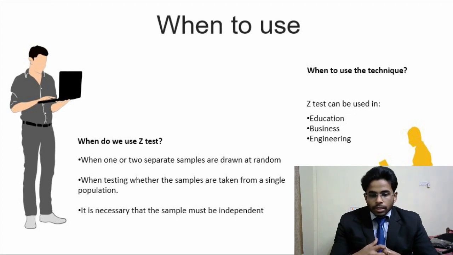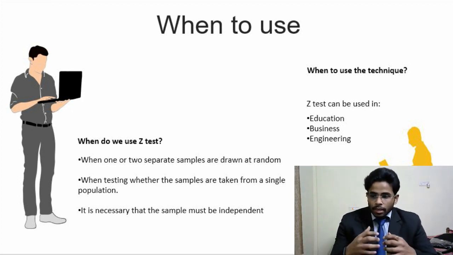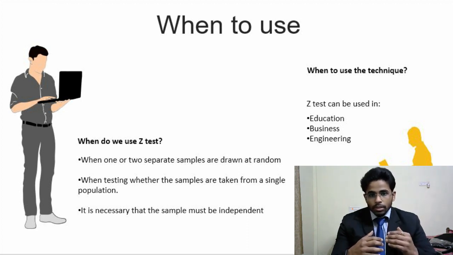Now, while speaking about the Z-test, we must consider a few points, listed as you can see in this slide. The first point is that the two samples must be separate and drawn randomly. Secondly, while testing, the samples shouldn't be taken from a single population. Thirdly, the samples must be independent.